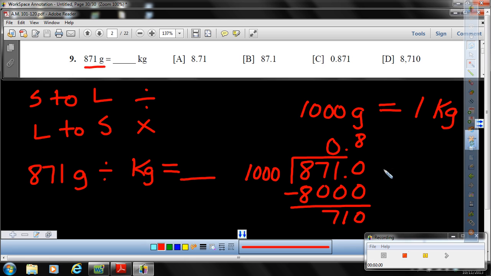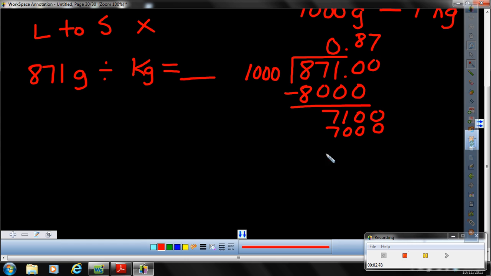Alright, we need to add a 0, and we need to bring it down into our answer. And now we ask ourselves, can 1,000 go into 7,100? Yes, 7 times. We multiply by 1,000, we get 7,000. We subtract, we get 100.